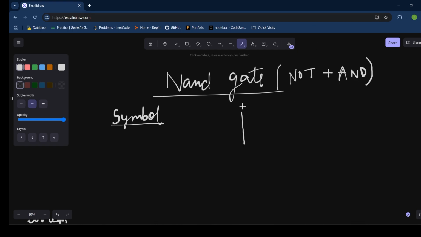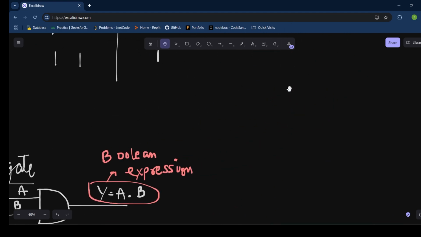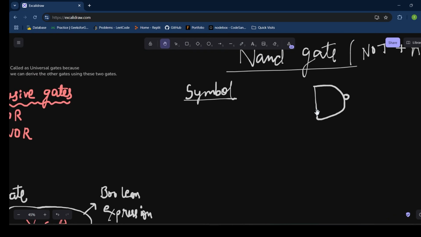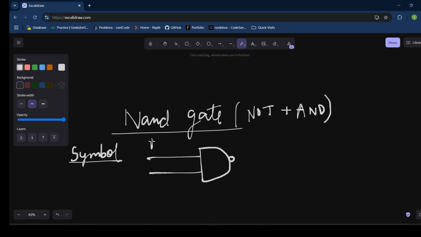So to have the symbol, first simply draw the symbol of AND gate, as here we have the symbol of AND gate like this. So simply the symbol of AND gate and the NOT gate symbol here, as it is a combination of NOT plus AND. So the inputs A and B, and again the output Y.